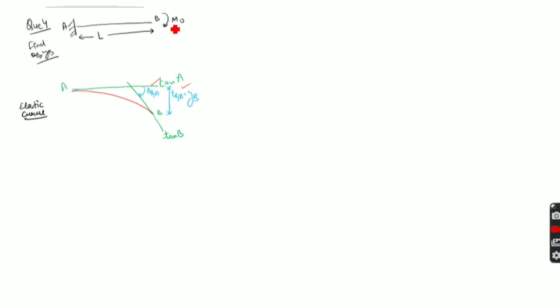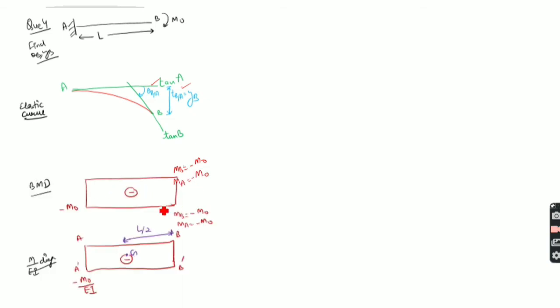Now for the bending moment diagram, as here the bending moment is acting at point B, we cannot say that the bending moment is 0. So the bending moment at B will be minus M naught, right? And the bending moment at A will also be minus M naught. Okay, so we will get this kind of BMD, with both values minus M naught. So the M by EI diagram will be the same, just minus M naught by EI. So this is a rectangular shape now.